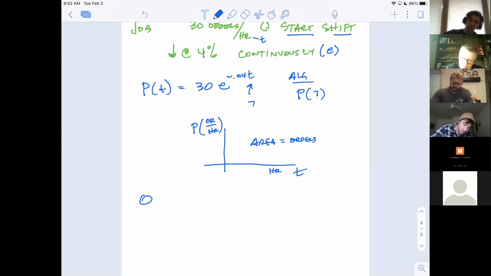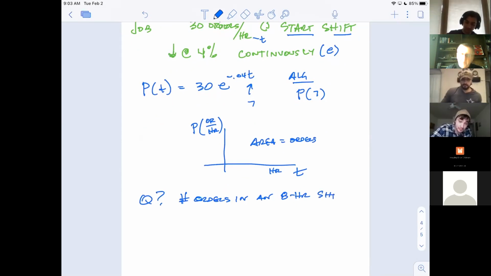So, question: number of orders in an 8-hour shift. All you knew was their rate, and yet, thanks to calculus, you could actually see how many orders they produce. That's a darn interesting question. I'm not just interested in rate. I'm also interested in what did you actually get done today? That's the basis on which you get raises or get asked to speed up.